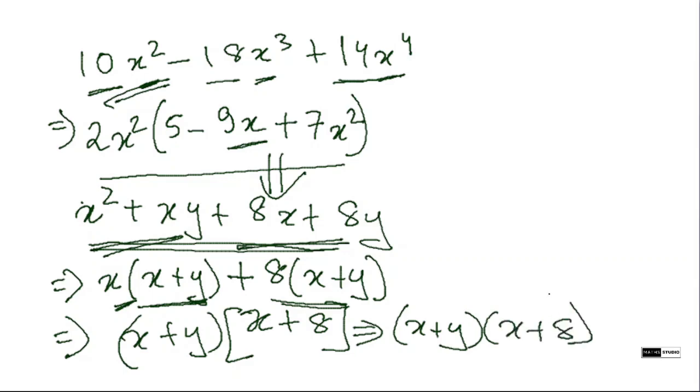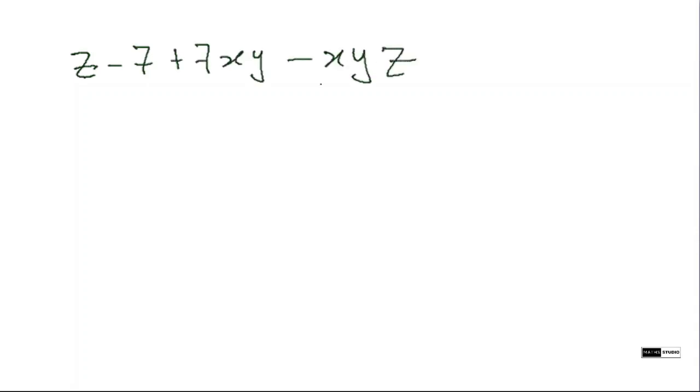Got it? Now, at this stage, let us delve a little deeper into another kind of question. Otherwise, you will say all the easy ones we do. So, z minus 7 plus 7xy minus xyz. Over here, we can take the first two and the third and fourth terms together. Or we could have taken the first and the fourth term together and the second and third together. That also we could have done.